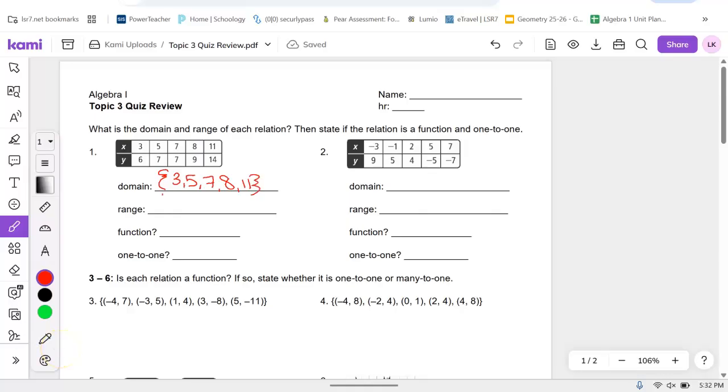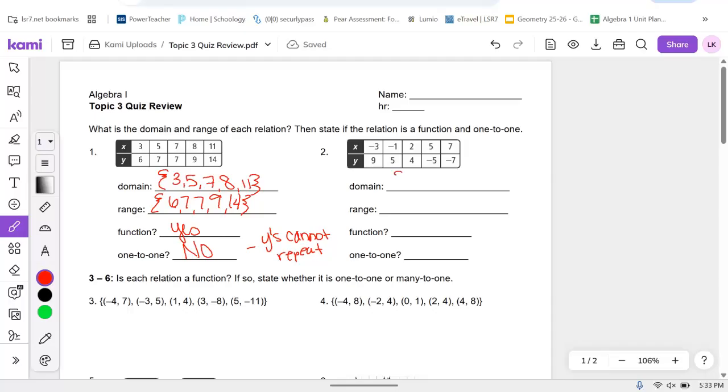My range are my y values. So 6, 7, 7, 9, 14. You don't have to repeat the sevens, but if we're looking at our functions, our x's cannot repeat. So it is a function because the x's do not repeat. One-to-one, your y's cannot repeat. So my y's repeat, so no, it is not one-to-one.